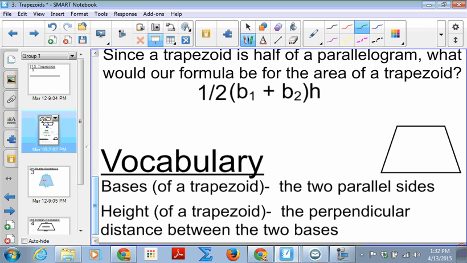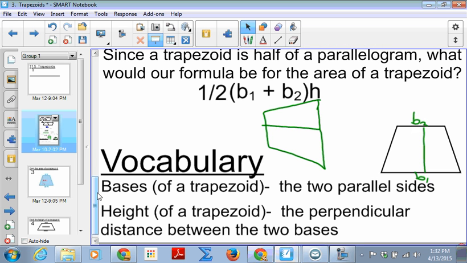So in vocabulary, the bases of a trapezoid are the two parallel sides. So in this drawing, we have the base right here and the base right there. And the height is the perpendicular distance between the two bases. So right here. And just like with parallelograms, we can turn this shape any way we want. So this could be a trapezoid. This would be the height. So again, don't think of height as just straight up and down. It's just the distance between the two bases.